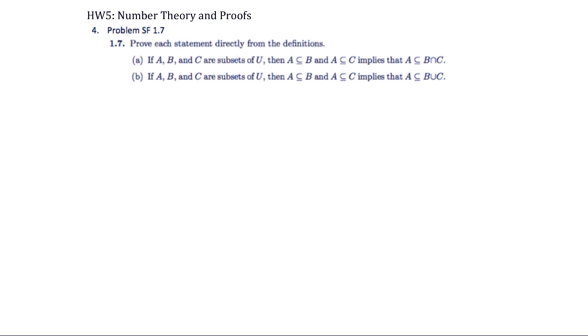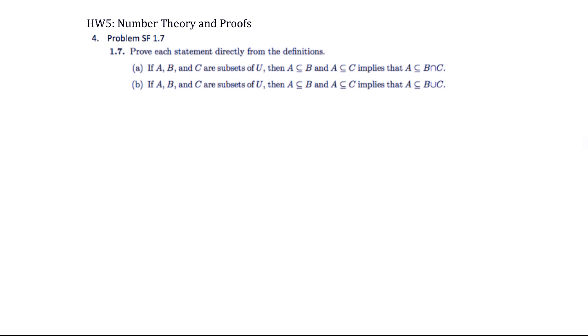Okay, in this video I'm going to do at least part A of this problem, maybe parts A and B, depending on how long it takes. It says to prove each statement directly from the definitions, and part A says that if A, B, and C are subsets of U, then A being a subset of B and A being a subset of C implies that A is a subset of B intersect C. Basically, being a subset of both means it's got to be a subset of the intersection.